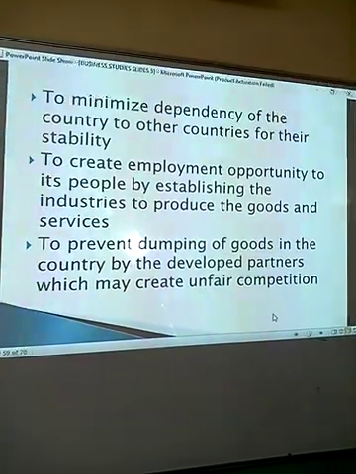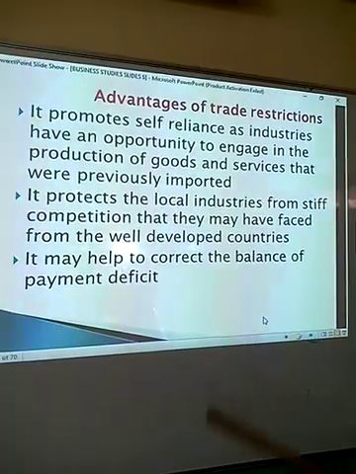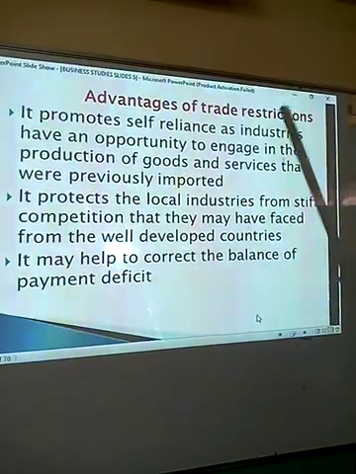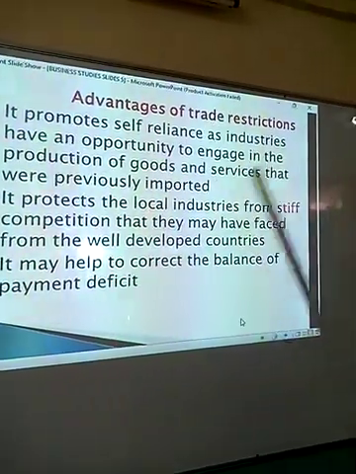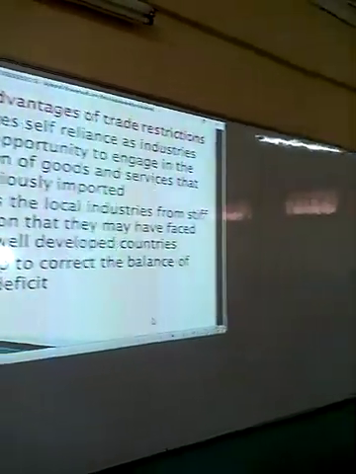Dear learners, in our next lesson, we will look at some of the advantages of trade restrictions and even the disadvantages of trade restrictions.